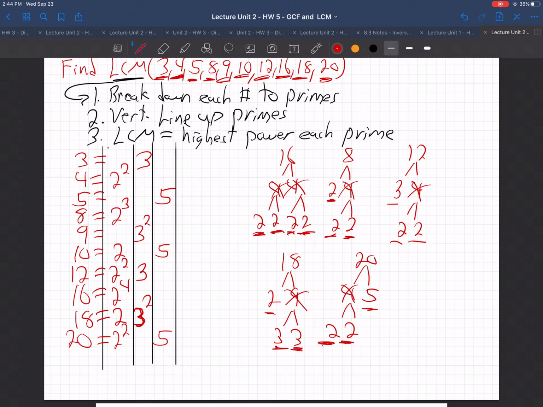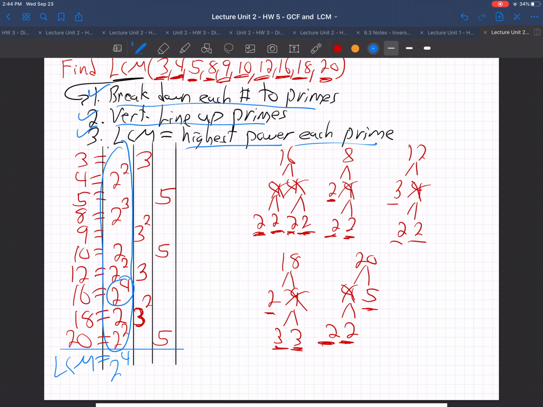Okay, so now, at the very bottom down here, we're going to do the LCM. So here we go. What is the LCM? So step 1, we broke down the numbers to primes. Step 2, we vertically lined up the primes. Step 3, the LCM is the highest power for each prime. So what's the highest power for the prime, this first prime, the prime of 2? What's the highest power you see there? It looks like 2 to the 4th. This one right here, huh? That's the most number of 2's any of those numbers has.